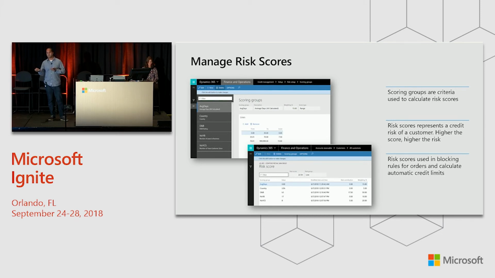And depending on these risk scores, now you can define automatic credit limits. So suppose yearly, or every 6 months, you are recalculating the risk scores. You can also use those risk scores to now recalculate what the credit limit should be for these customers. And also, depending on the risk scores, you can define blocking rules. So suppose you recalculate the risk scores for the customers, and now they are at a higher risk, you can define a blocking rule to block those customers, or their orders, when that happens.